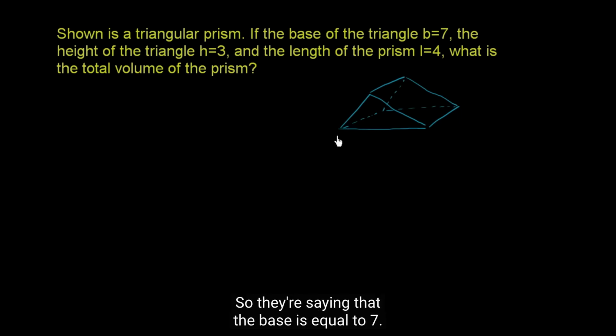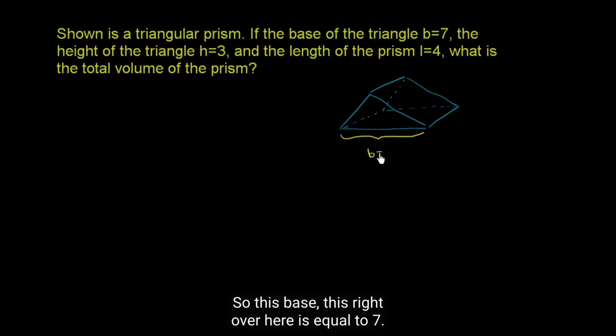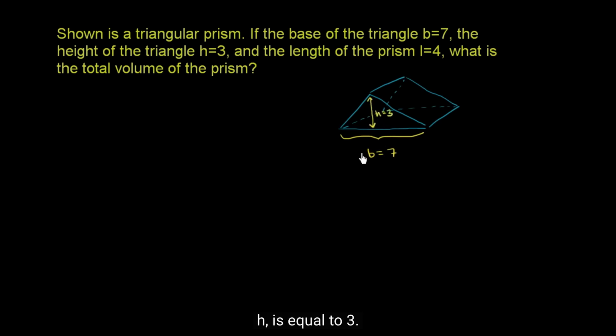So they're saying that the base is equal to 7. So this base, right over here, is equal to 7. The height of the triangle is equal to 3. So this distance right over here, H, is equal to 3. And the length of the prism is equal to 4. So I'm assuming it's this dimension over here that is equal to 4. So length is equal to 4.